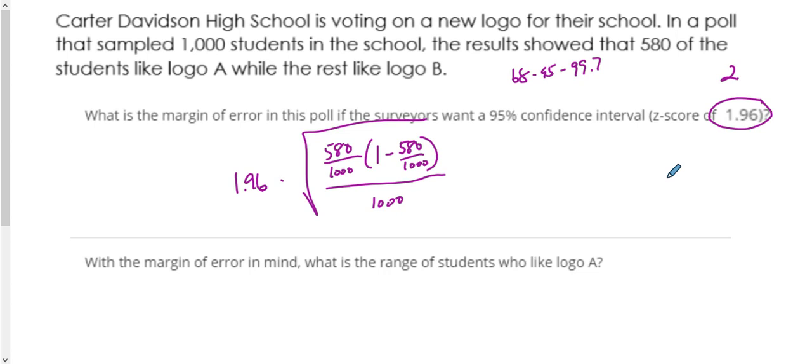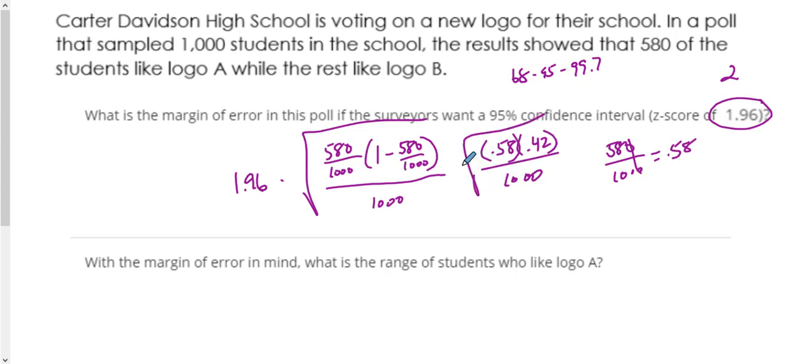All right. So remember 580 out of 1,000, guys. 580 out of 1,000 is really 58 out of 100 or 0.58. So I'm going to put 0.58 here just to make it easier. And if that's 0.58, then this over here is going to be 1 minus 0.58, which we know is 0.42. Okay. All right. And then I'm still going to times it by 1.96.